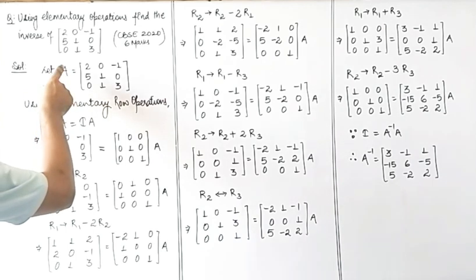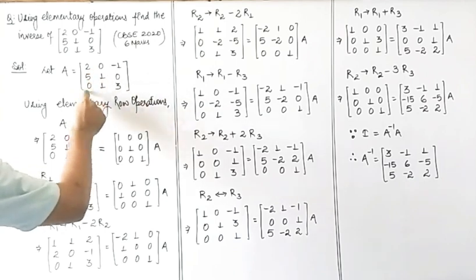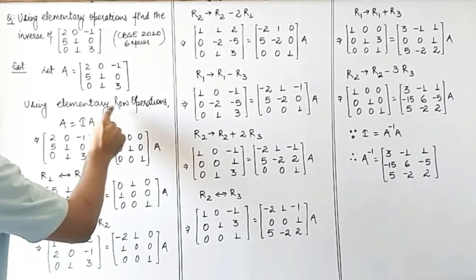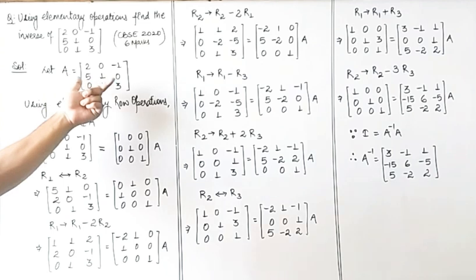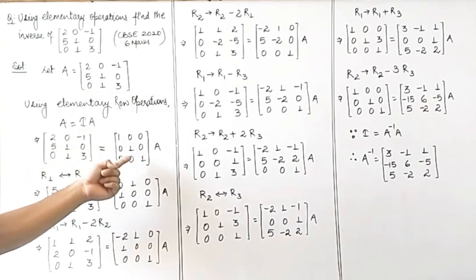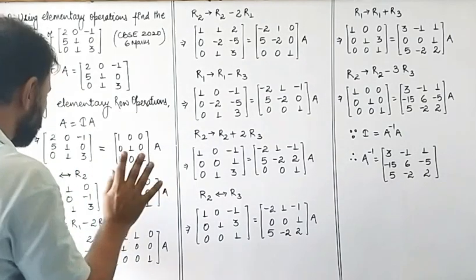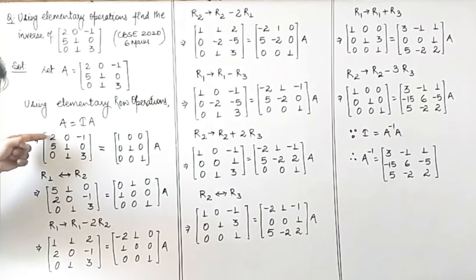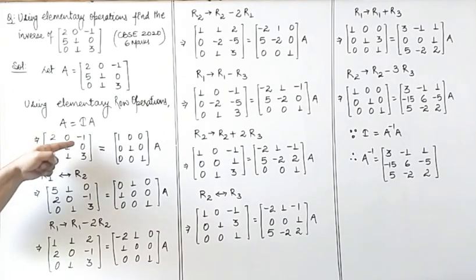So what we will do is we will assume this matrix as A, that is 2 0 minus 1, 5 1 0, 0 1 3. Now I am using elementary row operations, so we will write A is equal to AI. We will write I as 1 0 0, 0 1 0, 0 0 1 and matrix A as A only. Now first of all we have to make this first element as 1, then this as 0, then this as 0, then we will try to make this as 0, then 1, then 0, then 0 0 1.